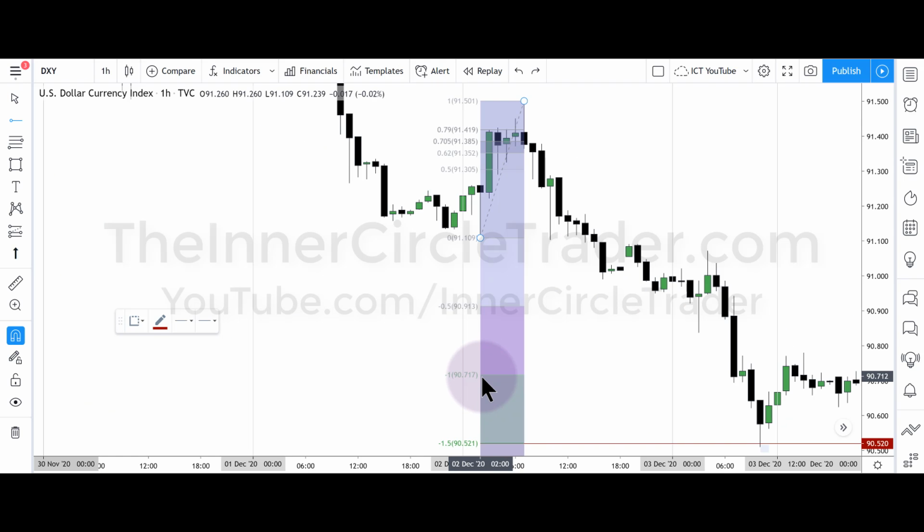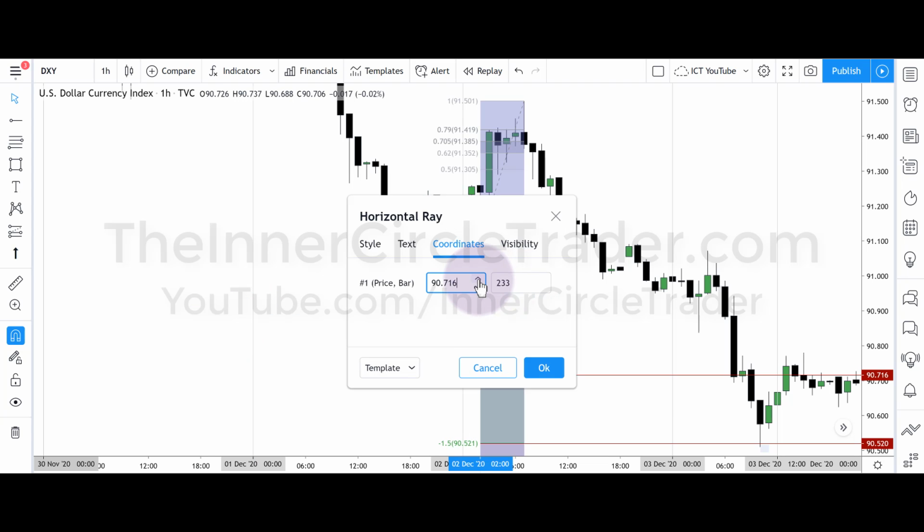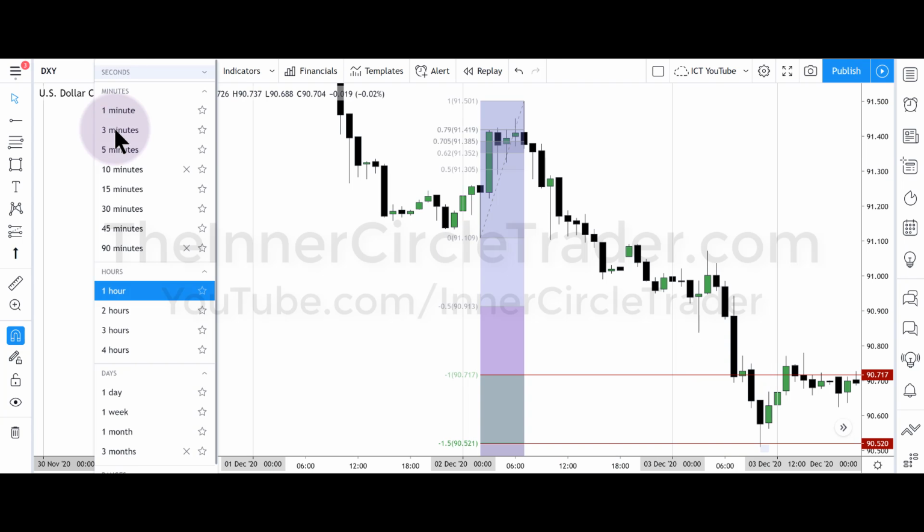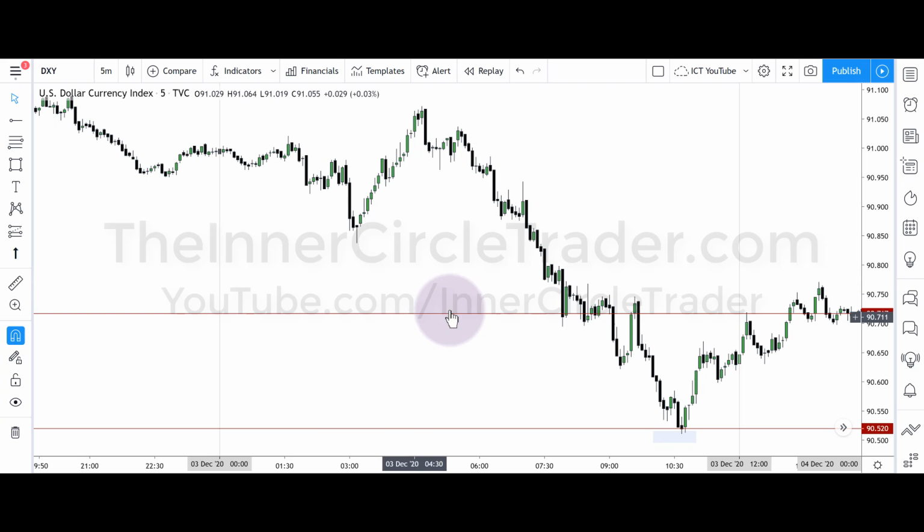Back to the hourly chart, we can look at how this one standard deviation here is a 90.716, and the price level is 90.717. So just to keep things honest, there we go. And now we're going to drop back down into that 5-minute chart. Here's that first objective with one standard deviation using the previous day's range and projecting it down.